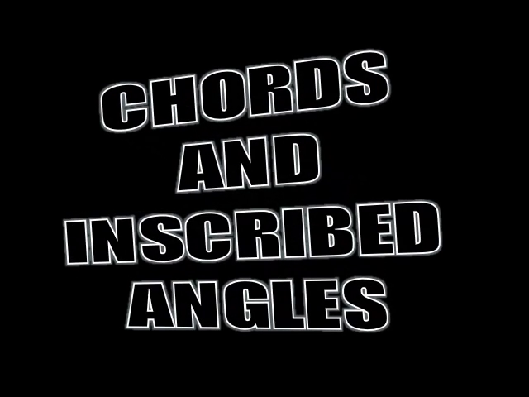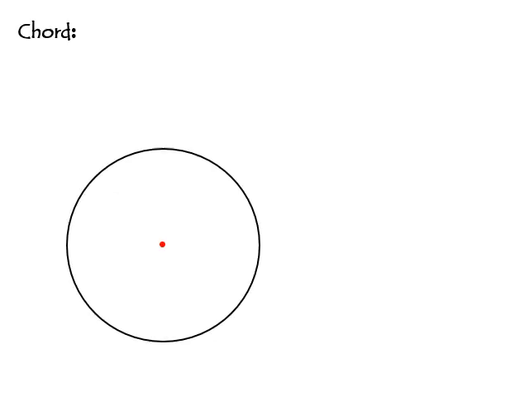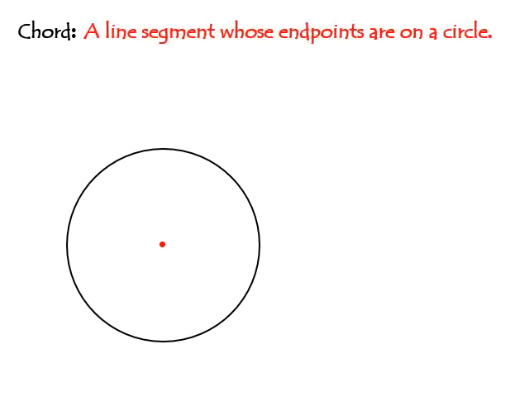Today's lesson is on chords and inscribed angles. Okay, now let's learn about chords. What is a chord? A chord is a line segment whose endpoints are on a circle.